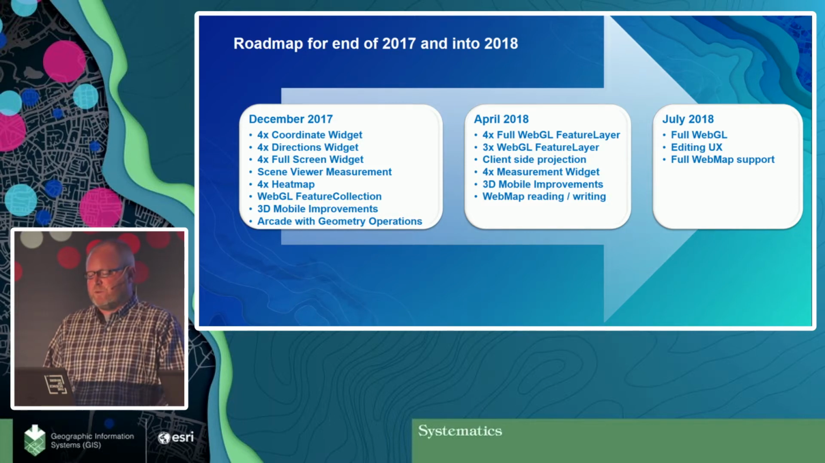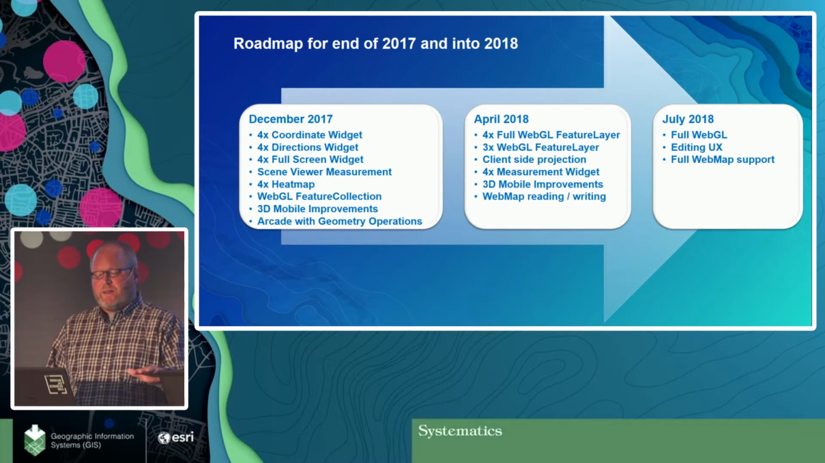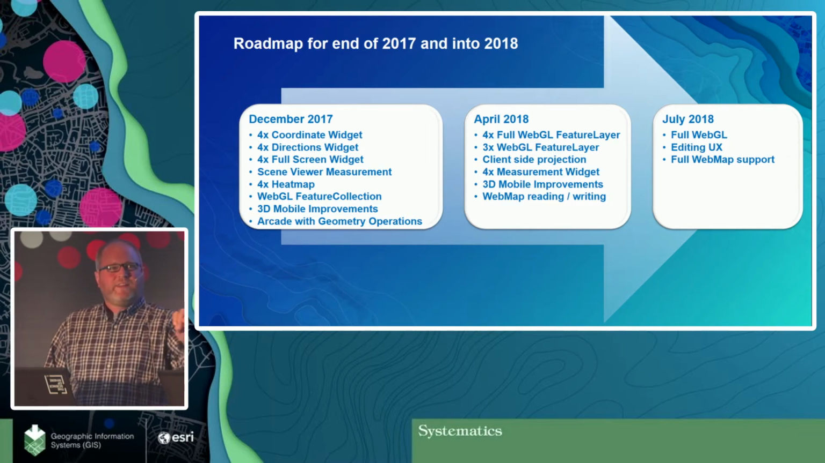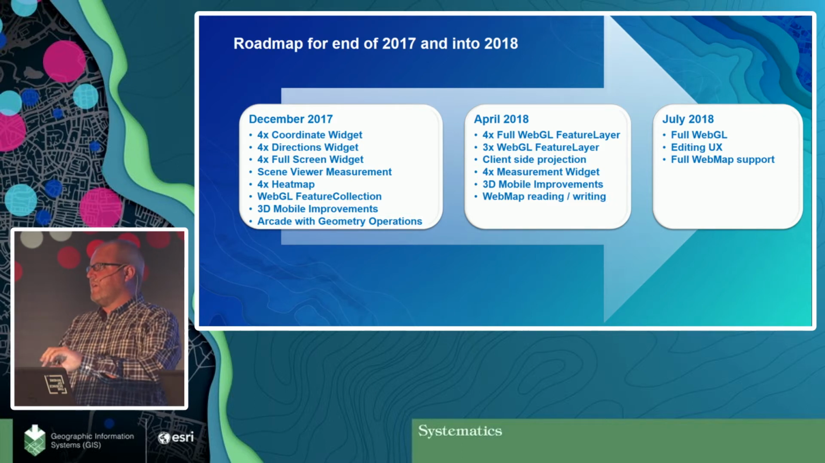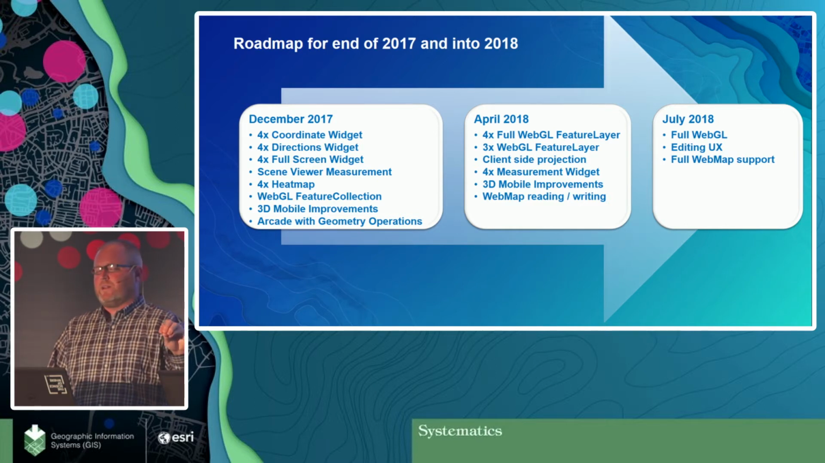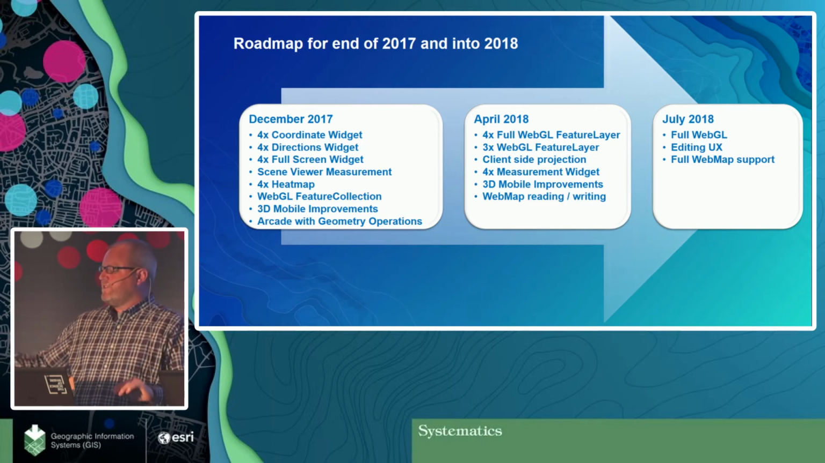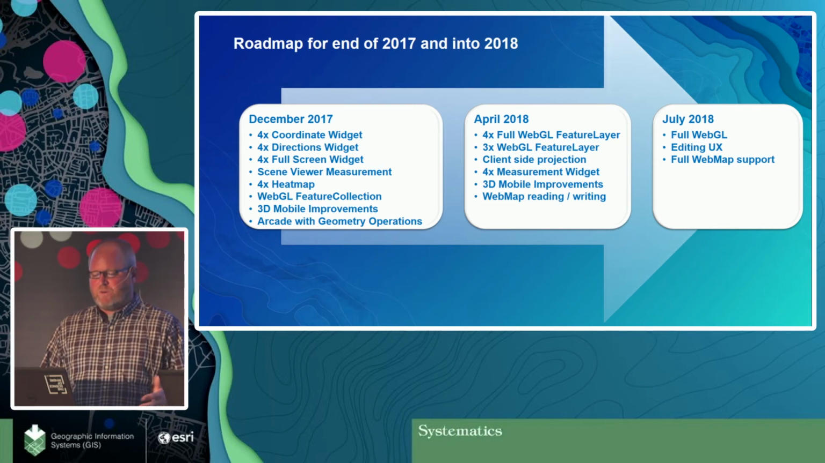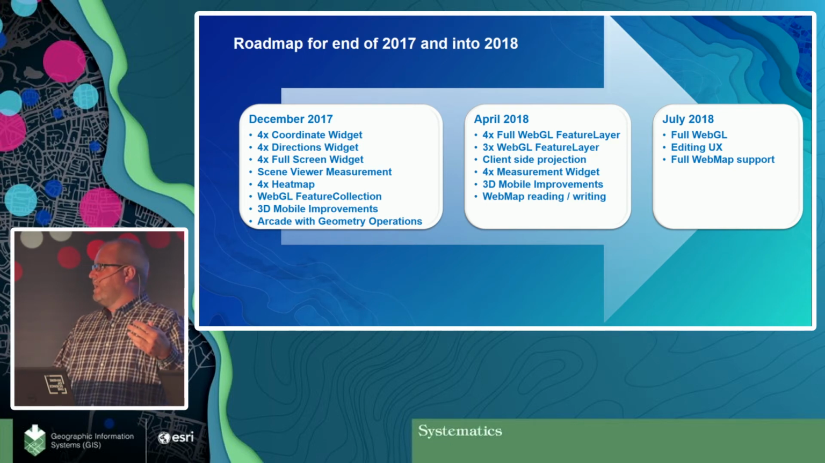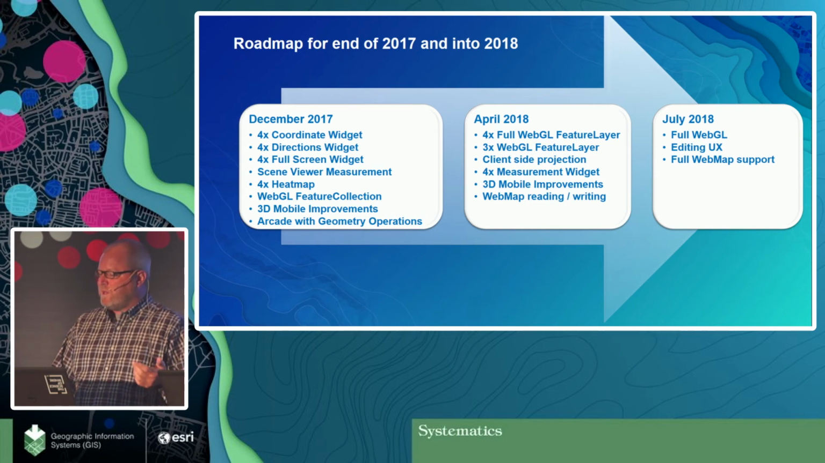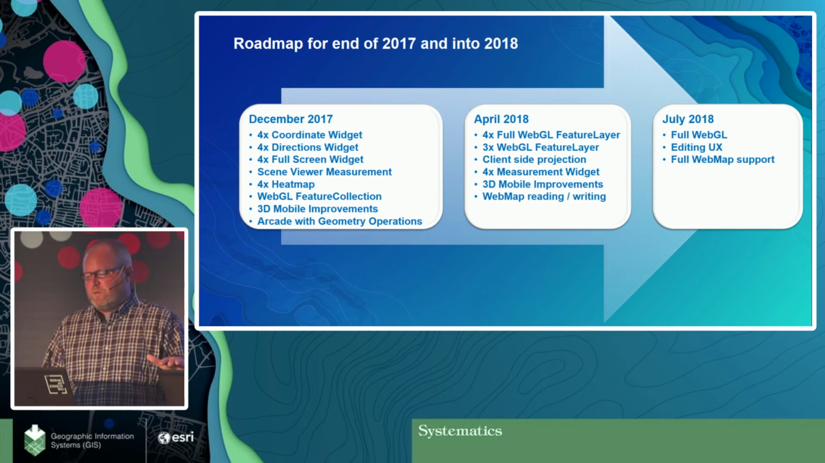Then in April, after the Developer Summit, we'll finish out and move out of beta our 4X feature layer. We'll take that technology and we'll also put it into our 3X feature layer. This means that if you've got an existing 3X application or you're using the portal or online, you'll be able to get the benefits of that fast technology while you migrate your applications to 4X. Introducing support for client-side projection. 4X will include the measurement widget as part of the API, and continued improvements on 3D mobile, web map reading and writing, and then bringing us into the UC of next year, where the API is completely WebGL-based. We'll have editing UX support, and we'll have full web map support.